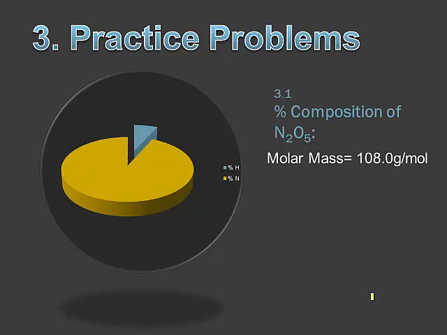So the first one that we're going to look at is dinitrogen pentaoxide. Remember, we do have to remember the names of these things. And it has a molar mass of 1.08 grams per mole. So now I need you to calculate the percent of the compound which comes from nitrogen and the percent of the compound that comes from oxygen.